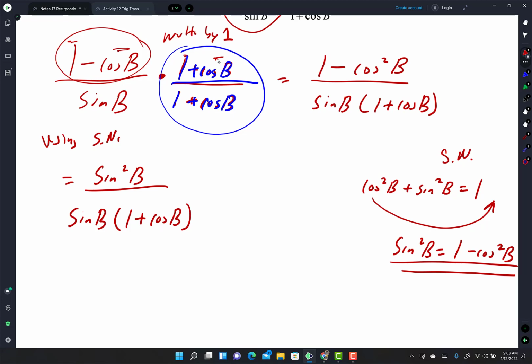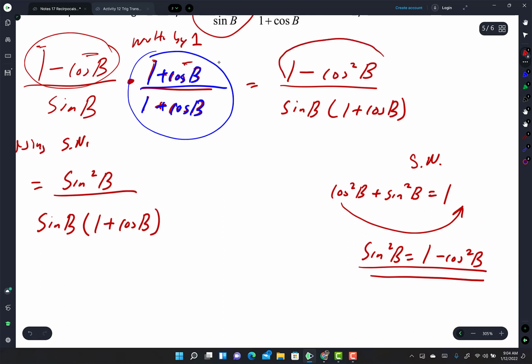Why don't we do cosine to the right side? Oh, because I'm trying to get 1 minus cosine squared. I'm trying to get an expression 1 minus cosine squared. And when I move it to the right side, I get exactly that, 1 minus cosine squared. You know what I mean?